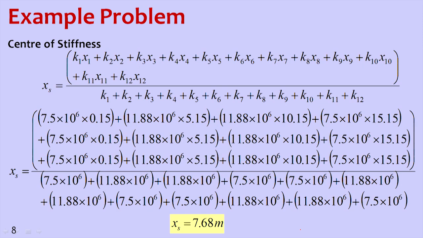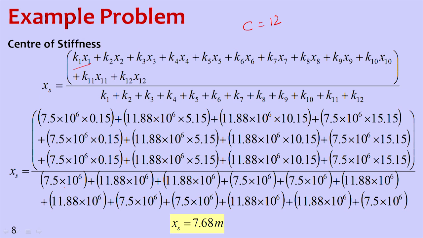Similarly, we can calculate the center of stiffness in a similar fashion. Now x1 is the distance from the origin to the center of the column, so k1 x1 is for the first column. Similarly, we have 12 columns, and each column will give one component of k x. So we get a stiffness of 7.5 into 10 to the power of 6 into 0.15, plus similarly for all other columns we get this equation, divided by the total stiffness of the columns: 7.5 into 10 to the power 6 and 11.8 into 10 to the power 6.